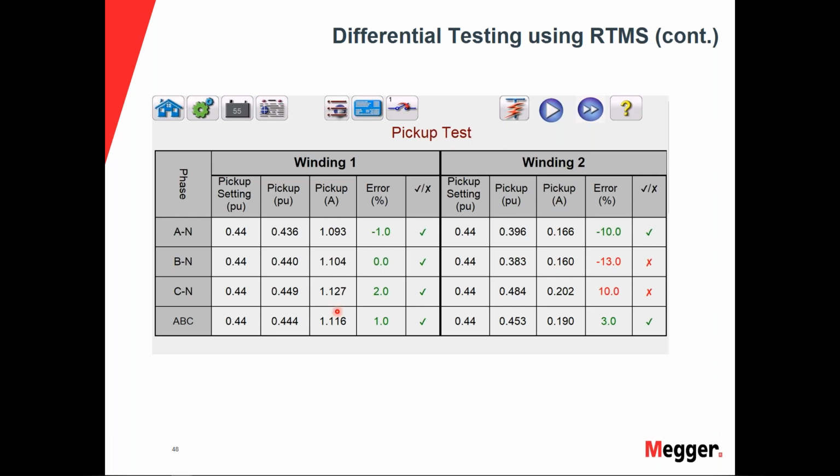So we will increase the value until the relay operates, and then we'll actually get a result depending upon our percent error that is set by engineering, your plant, your firm, however you want to do it. But those guidelines we can set in here.